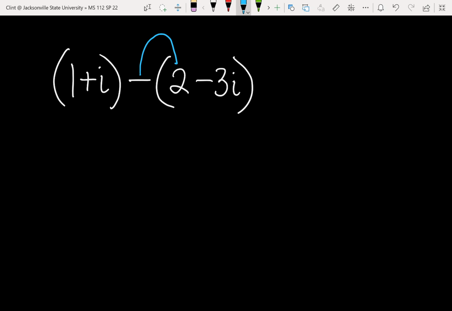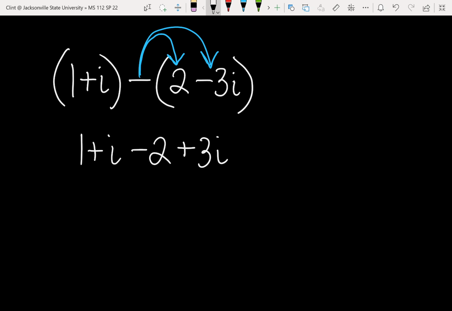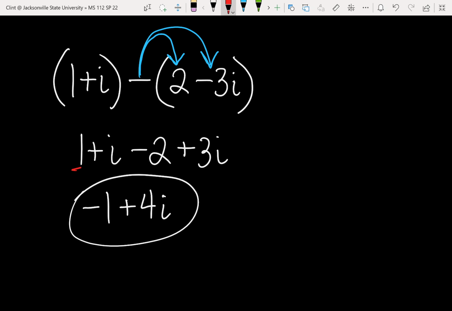One thing we can do is take this minus sign and think about it like distributing it. That's exactly what we did with algebraic expressions. We have 1 plus i minus 2, that turns into plus 3i. We can just add. We'll have 1 minus 2, that's negative 1. Real parts. Do the imaginary parts, 1i plus 3i, 4i. So just like combining like terms, I combine this.